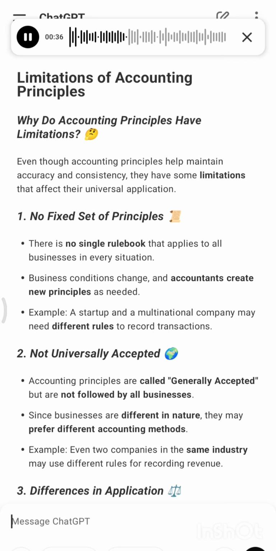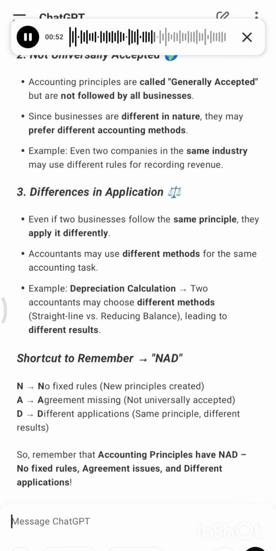2. Not universally accepted. Accounting principles are called generally accepted, but are not followed by all businesses. Since businesses are different in nature, they may prefer different accounting methods. Example: even two companies in the same industry may use different rules for recording revenue.